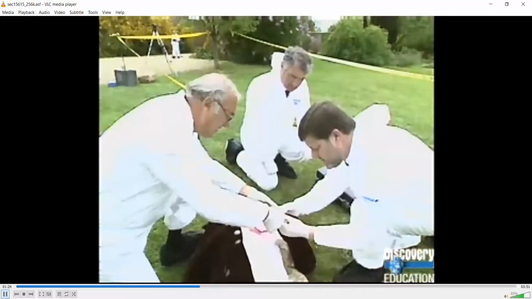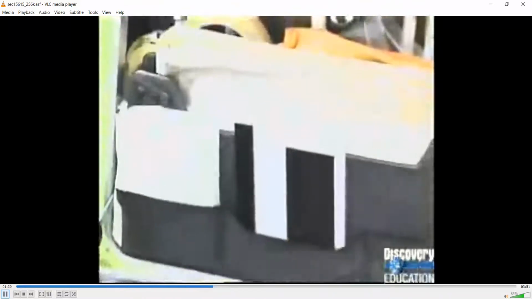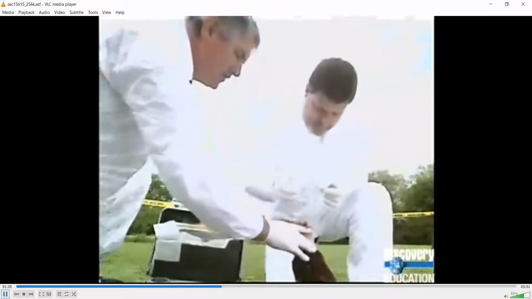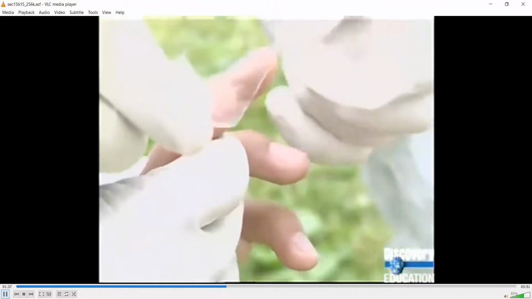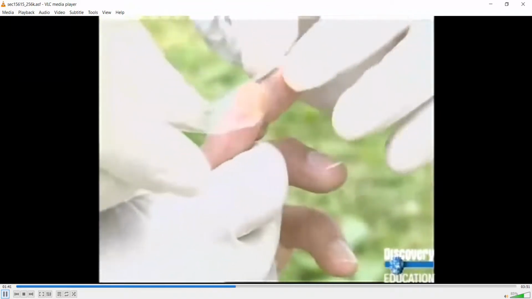Continuing to collect data to support or refute the hypothesis, the forensic team would examine the body for hair or other evidence. They would look under fingernails for bits of fiber. Collected with adhesive tape, the fibers would be taken to the lab for analysis.